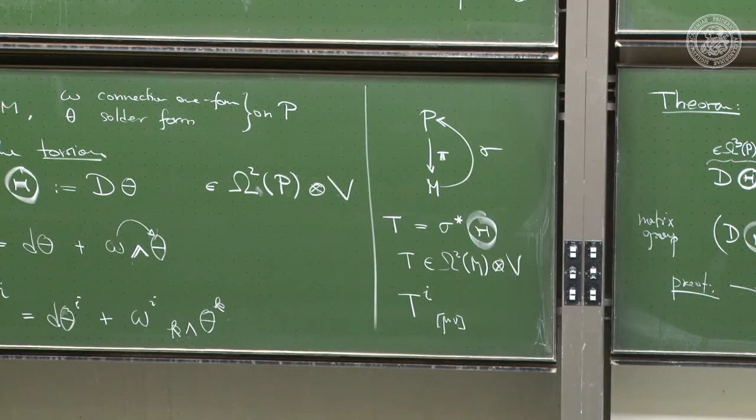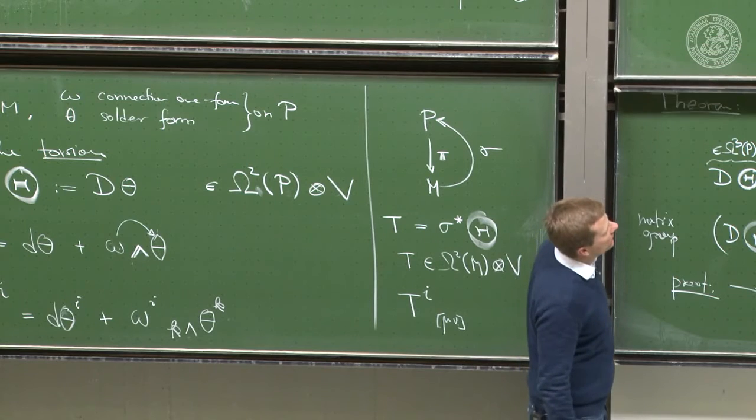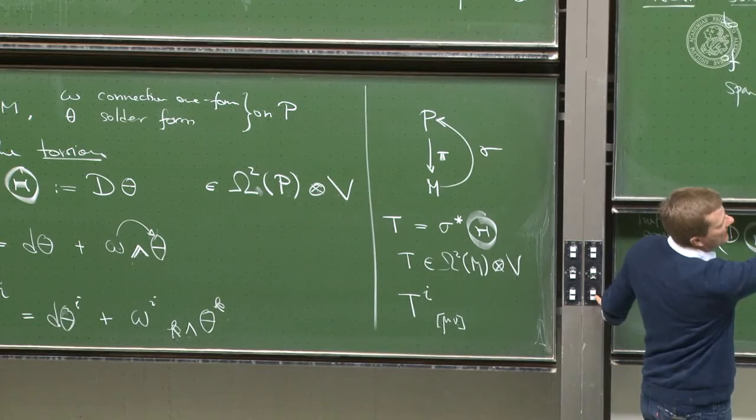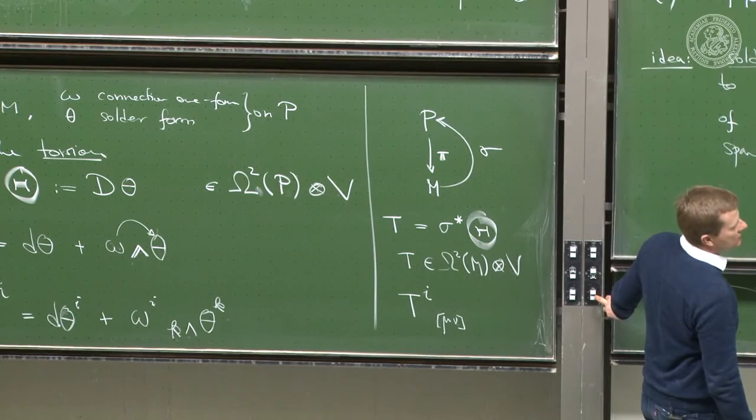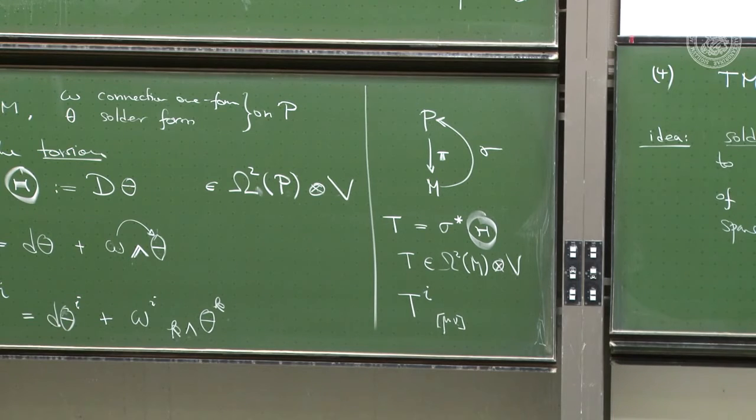So this soldering form is a more general concept, but at the end of the day, it will always produce this isomorphism between this vector space here, R to the dim M, and the tangent space. And so in physics, we very often say that this is the internal space, right? This is the tangent space, and this is the internal space.